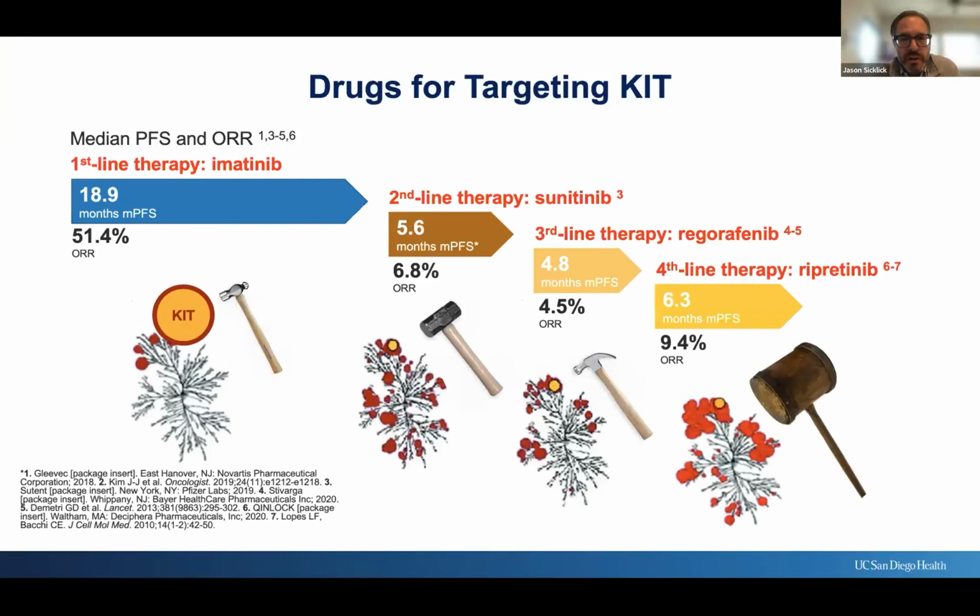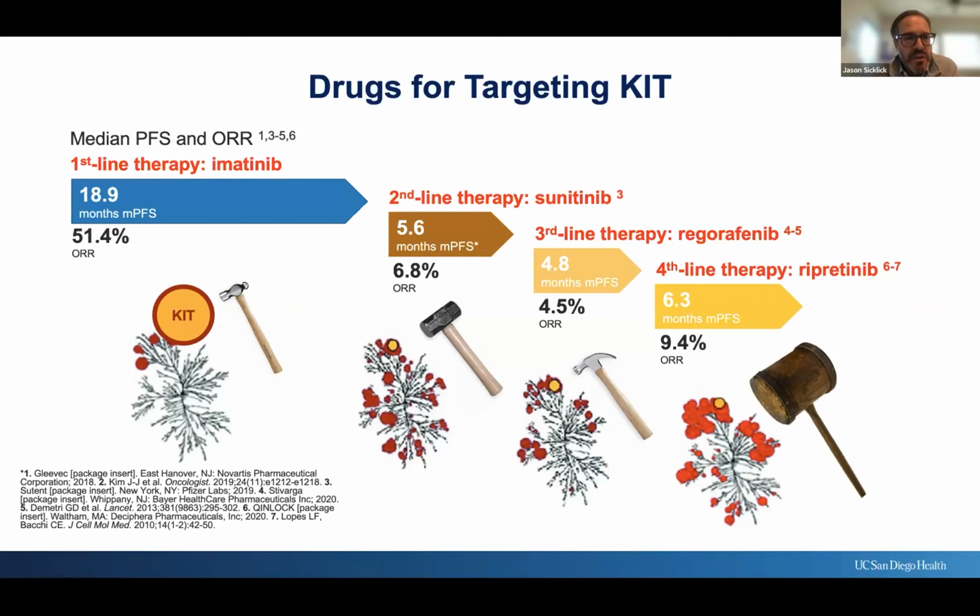And so what's ensued over the last 20 years is development of additional lines of therapy. All drugs, from first line imatinib to second line sunitinib to third line regorafenib to fourth line ripretinib, target KIT, the yellow dot there. And each one is a slightly different hammer targeting KIT, if you will. And you can see there the data from the clinical trials of the median progression-free survival, meaning the amount of time before patients progressed on treatment.